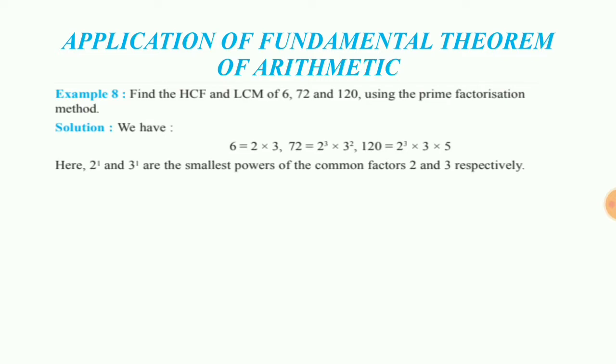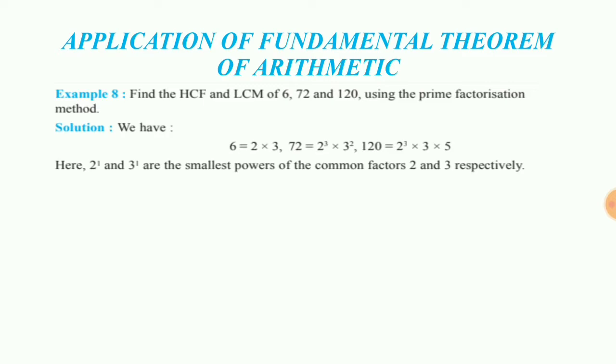Let us take up example 8 from our books. Find the HCF and the LCM of 6, 72 and 120 using the prime factorization method. Just see the prime factorization of 6. 6 can be written as 2 into 3. 72, if I factorize it, it is 8 into 9. That means prime factors become 2 into 2 into 2 into 3 into 3, that is 2 cube into 3 square. 120 can be written as 8 into 15, that means 2 cube into 3 into 5.